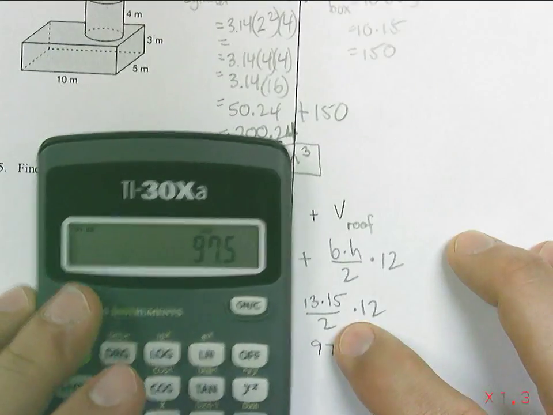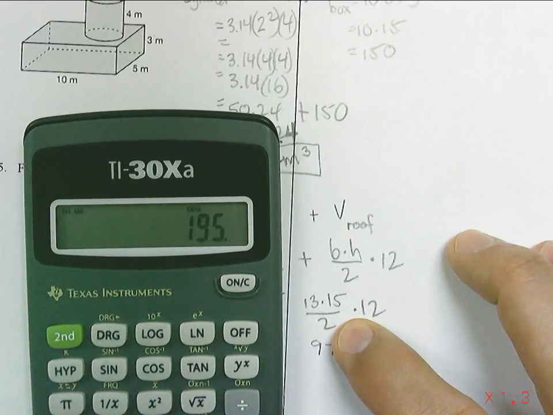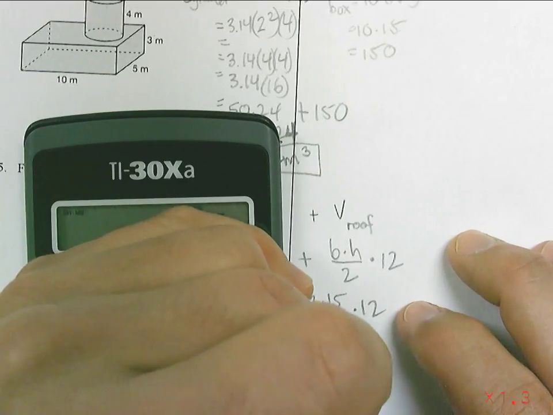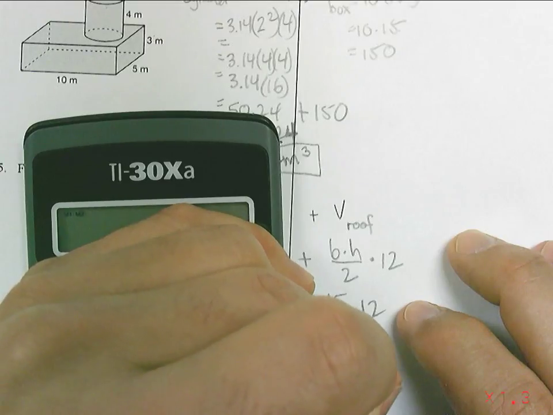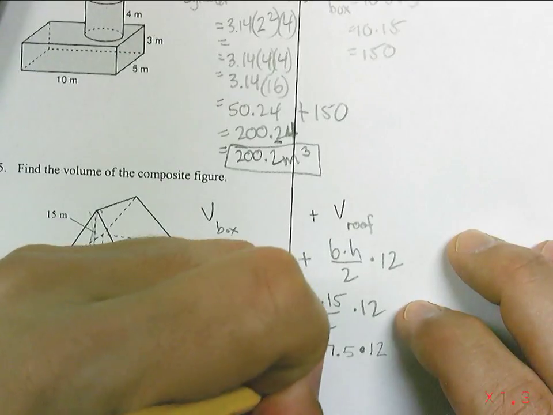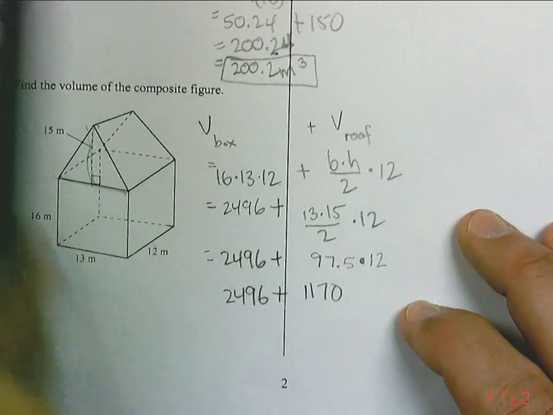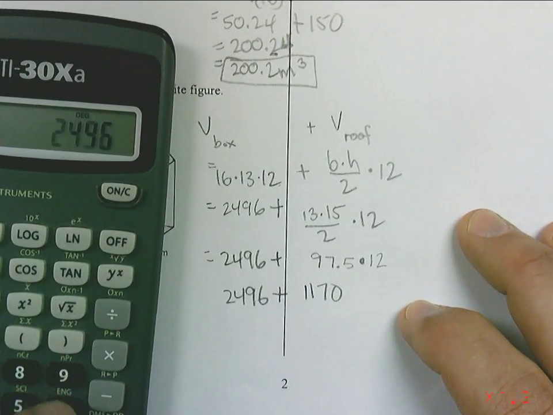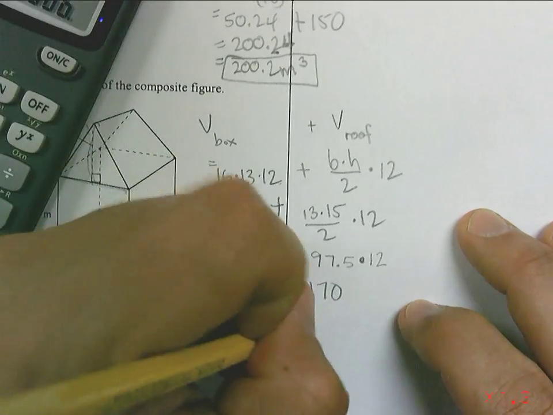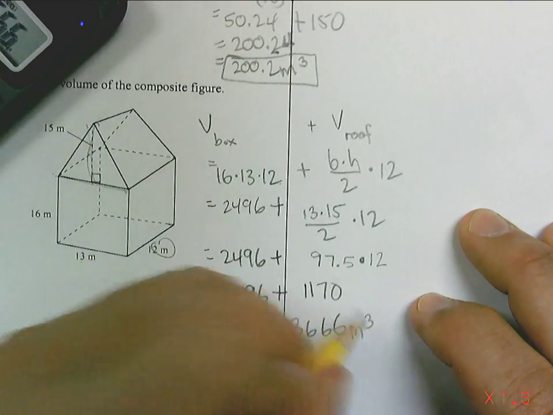You know, I wonder something. I wonder if I could do this. To do this again, 13 times 15 divided by 2. Oh yeah, it does give you the same thing. Good. Okay, and then times 12. So that times 12 is 1170. 1170 plus 2496. So 2496 plus 1170 is 3666. This is meters cubed.